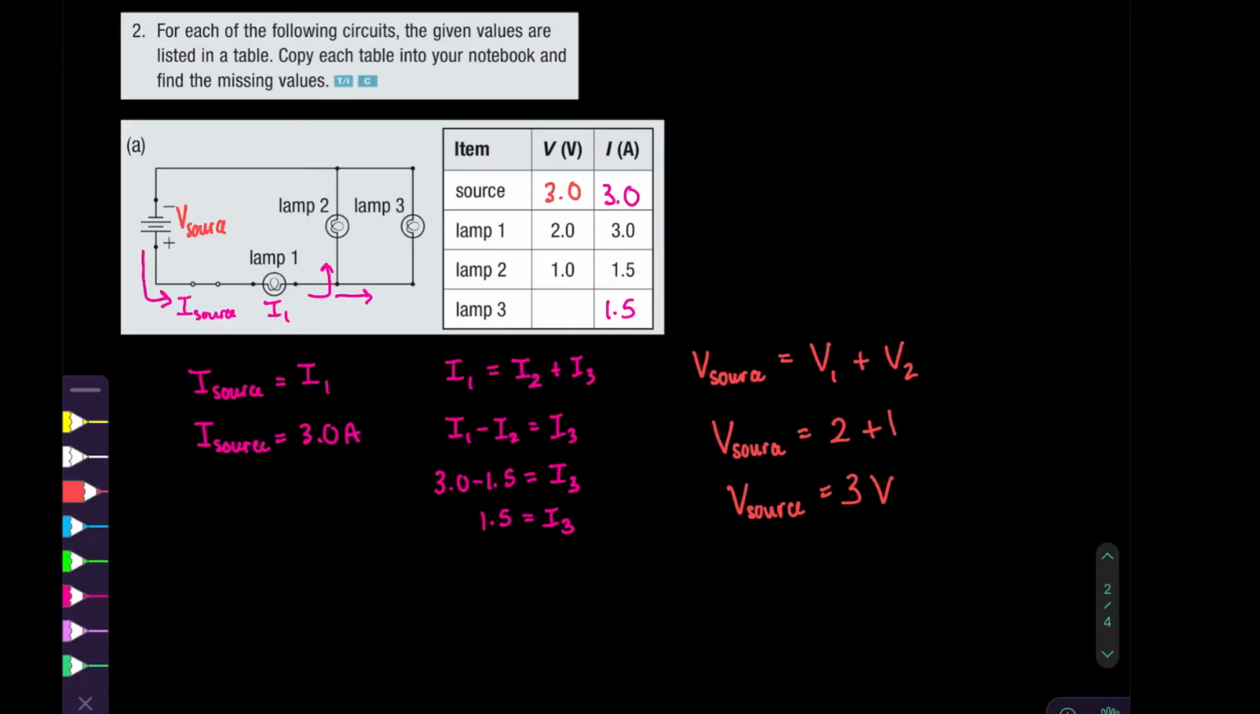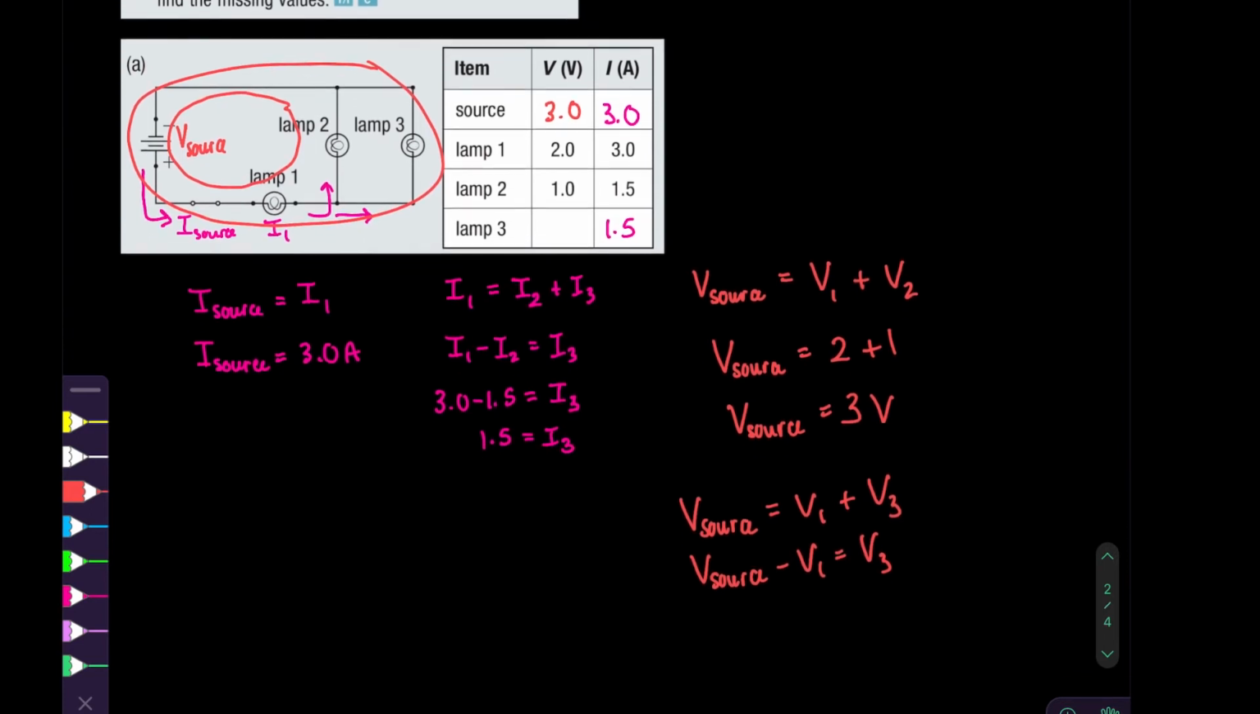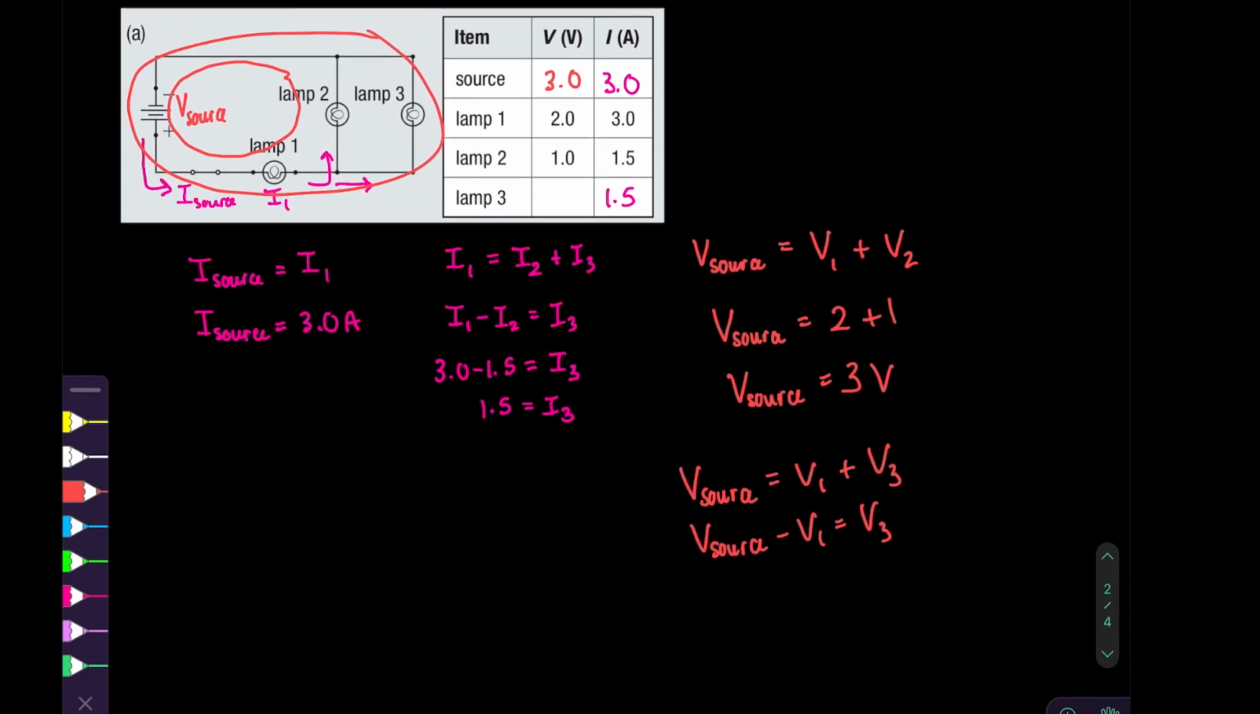And by the same reasoning, we see that there's another loop. So the first loop, and then we have another outside loop. So V source will be equal to V1 plus V3. And once again, V3 will be the V source minus V1. So that would be 3 minus 2, which would be 1.